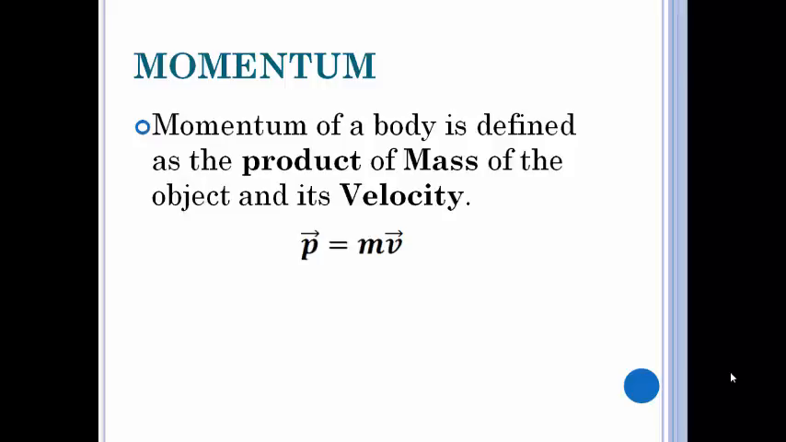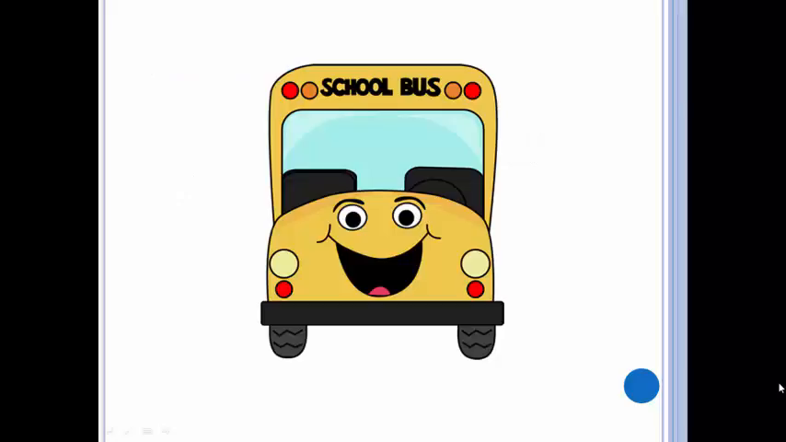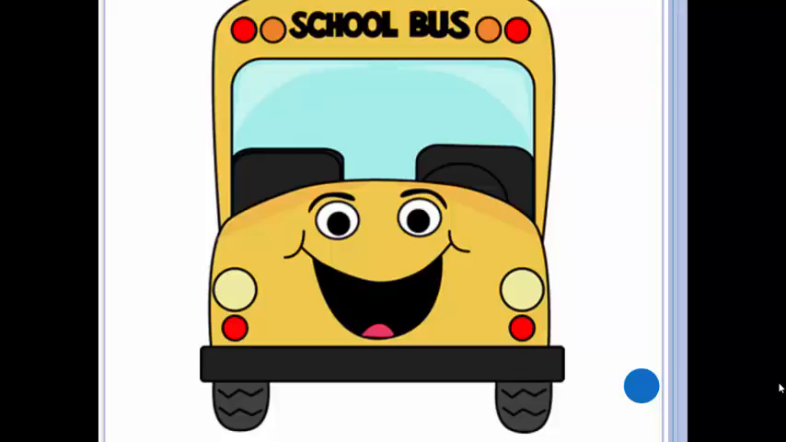So mathematically, momentum, denoted by small p, equals mv, mass into velocity. If an object is moving and has mass, then it has momentum. So something that has large mass has large momentum, or something that is small but is moving very fast also has large momentum. For example, a bus has larger mass. Even if it moves with low velocity, it will still have large momentum.